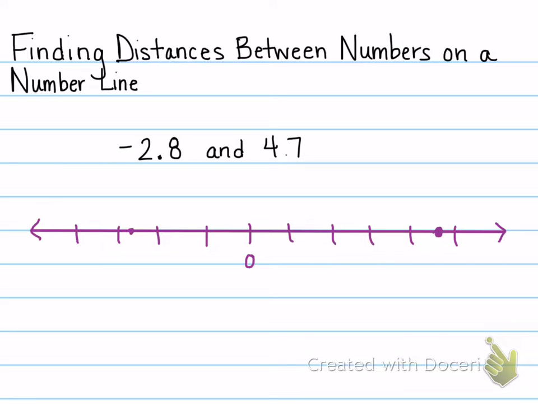Okay, so negative 2.8 is about here. So if I'm finding the distance between these, what I'm actually doing is finding the entire distance between these 2 points. So to do that, you can't add because you're talking about a negative to 0 and a positive to 0. So what you actually have to do is subtract. So you're finding the difference between negative 2.8 and 4.7. It doesn't matter which number you put first for your subtraction problem. I'm going to put the 4.7 first.